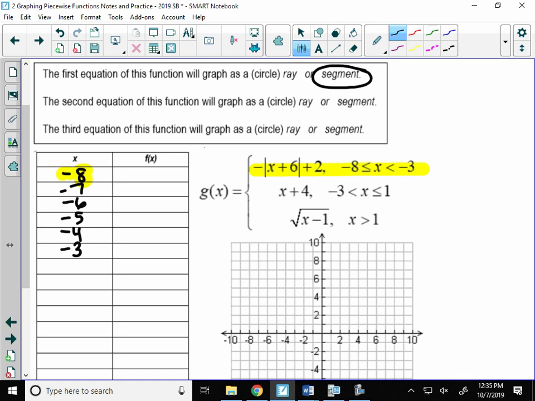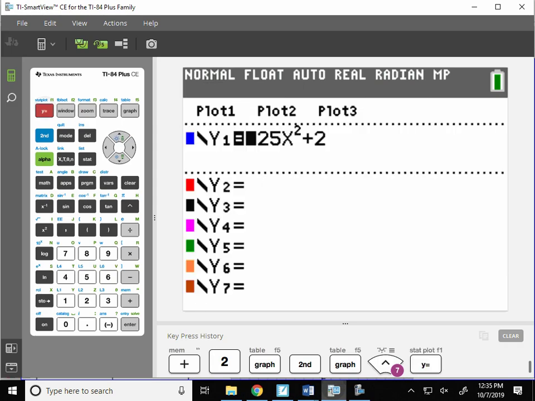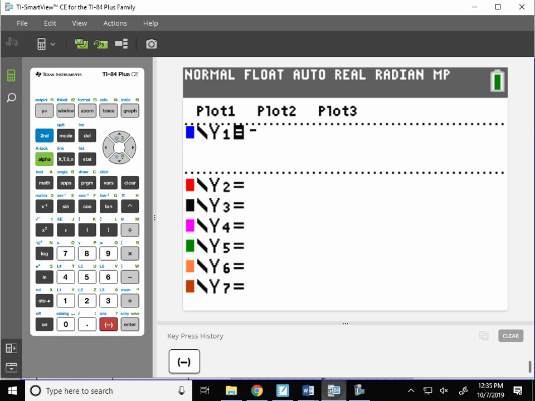And eventually, I'm not going to give you tables, you can make your own tables eventually, but today I made them for you. So on our calculator, when we go to the y equals, it started with a negative, right? Negative absolute value of x plus 6. Does anyone know where absolute value is? Do you know where it is on the calculator?